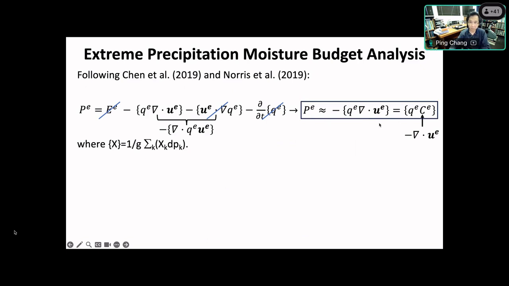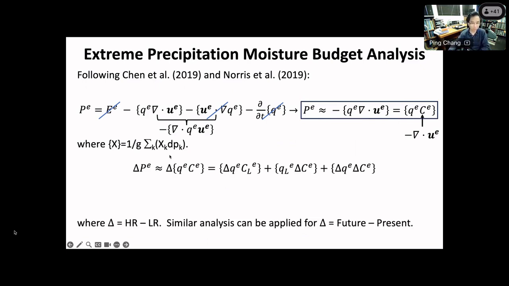So now we have this approximation. Now what we can do is take the difference of the extreme precipitation between the high resolution model and the low resolution model, which is this equation, right? So the difference of the extreme precipitation, delta P^E, which is the extreme precipitation in the high resolution minus the low resolution, is approximately given by this term here, the flow convergence driven moisture flux convergence. And you can split this term into three terms. One is due to the moisture difference between the high resolution model and the low resolution model.